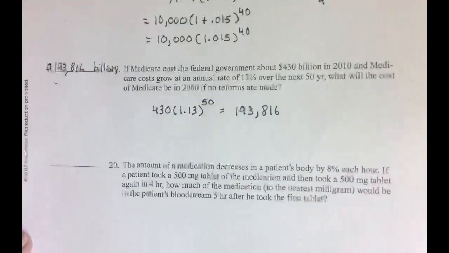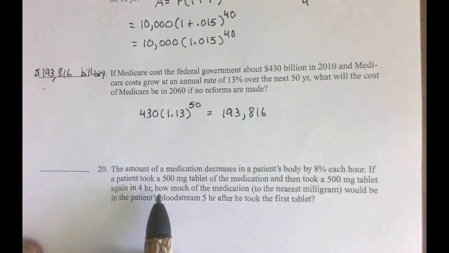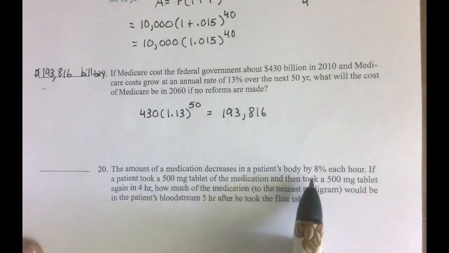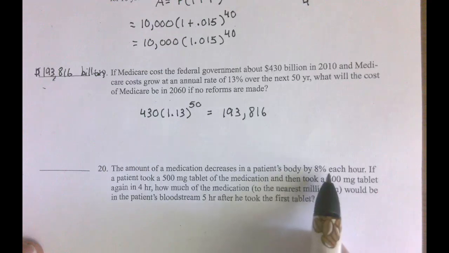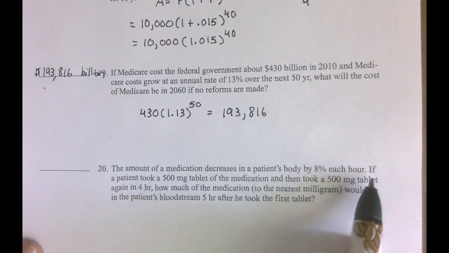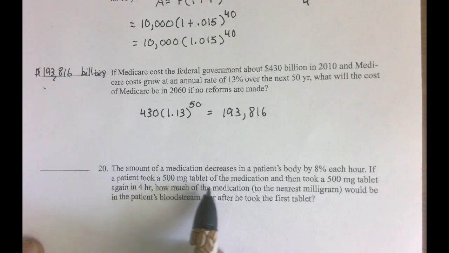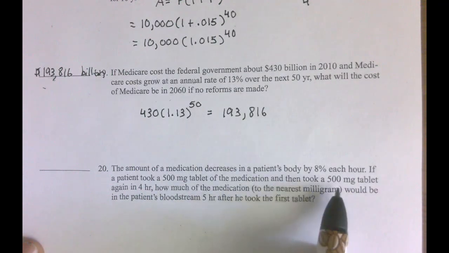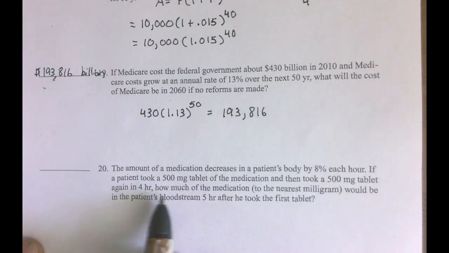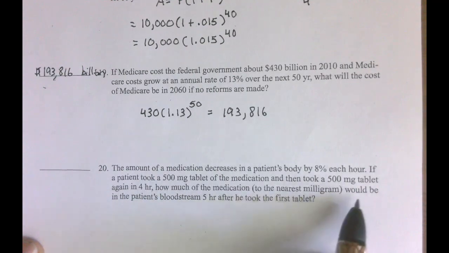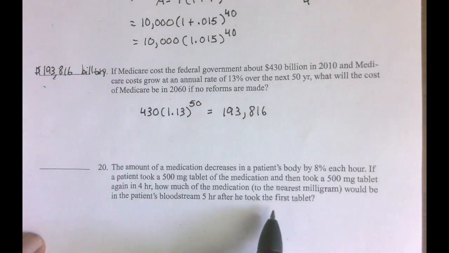Okay. Very last one. We got the amount of medication decreases in a patient's body. So this is a decreasing, not an increasing. It's decreasing by 8% each hour. If a patient took a 500 milligram tablet of the medication and then took a 500 milligram tablet again in 4 hours, how much of the medication to the nearest milligram would be in the patient's bloodstream 5 hours after he took the first tablet?